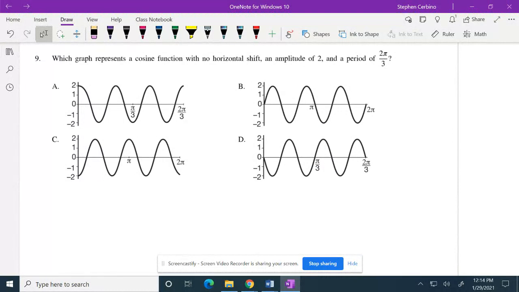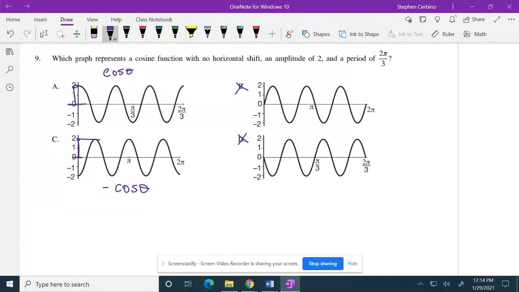Number 9 is a cosine function. So as soon as I see it's a cosine function, I am instantly going to cross off B and D. Choice A is a positive cosine function. Choice C is a negative cosine function. So both are cosines. It then says it has an amplitude of 2. So from the middle of the graph to the top of the graph is 2. A works. C works. So far everything about these two graphs is the same.